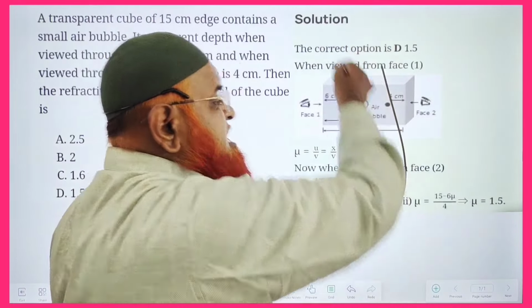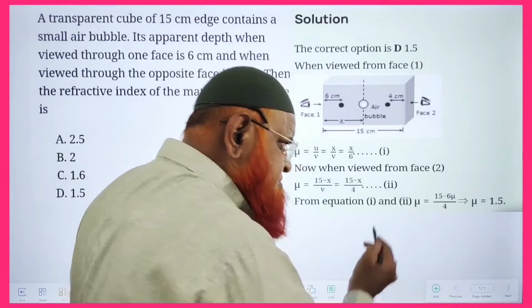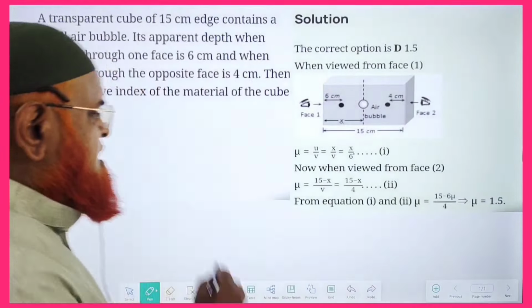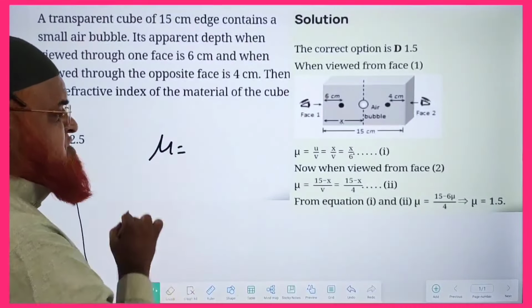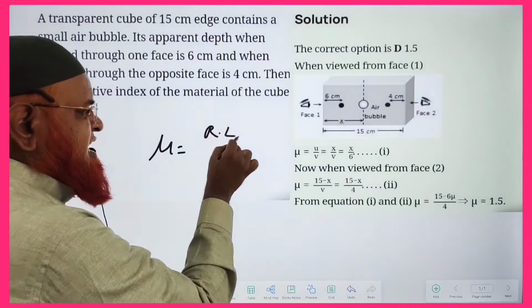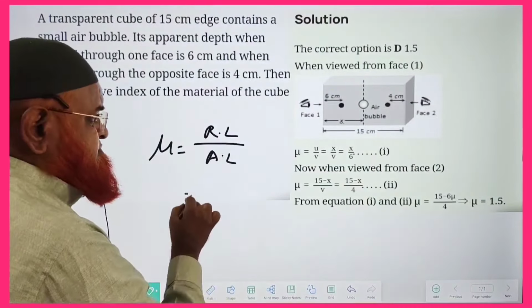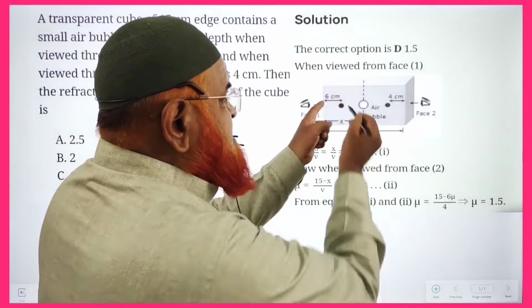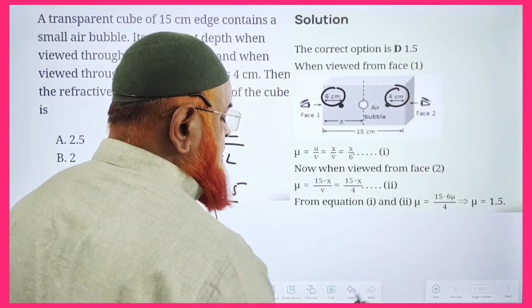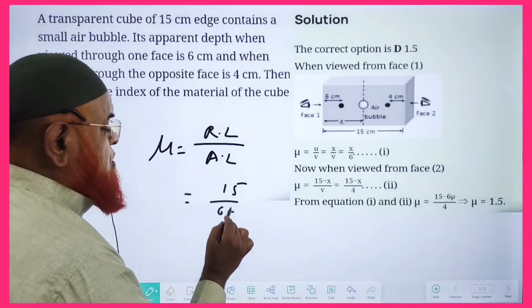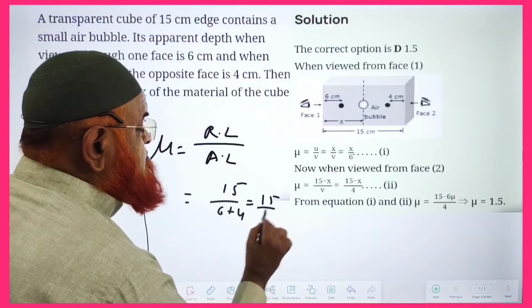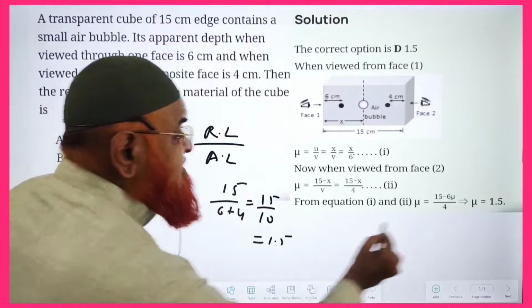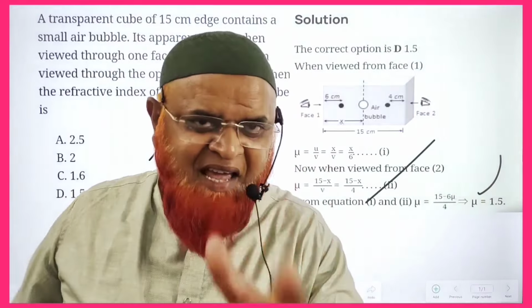This is the solution given in the books. But I'll give you a shortcut. You can just take mu is equal to real length by apparent length. Real length is 15. Apparent length means this 6 and this 4 combined together, if you do, it is 15 by 10. That is 1.5. Is it okay? Enjoy.